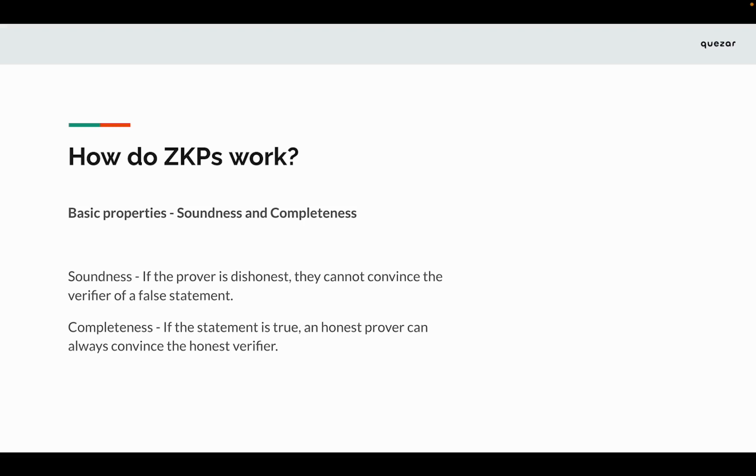ZKPs exhibit soundness and completeness. Soundness means if the prover is dishonest, they cannot convince the verifier of a false statement. Completeness means if the statement is true, an honest prover can always convince the honest verifier.